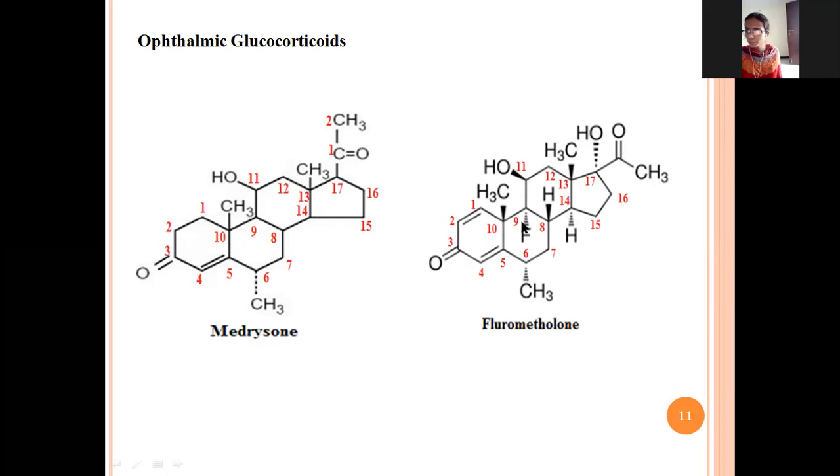See here, in 9th position, fluorine group is there. This is the phenanthrene, cyclopentane. In 9th position, fluorine. In 3rd position, oxygen. In 6th, 9th and 13th position, methyl groups are there. In 11th and the 17th position, hydroxy group. In 17th position, acetate group is present.